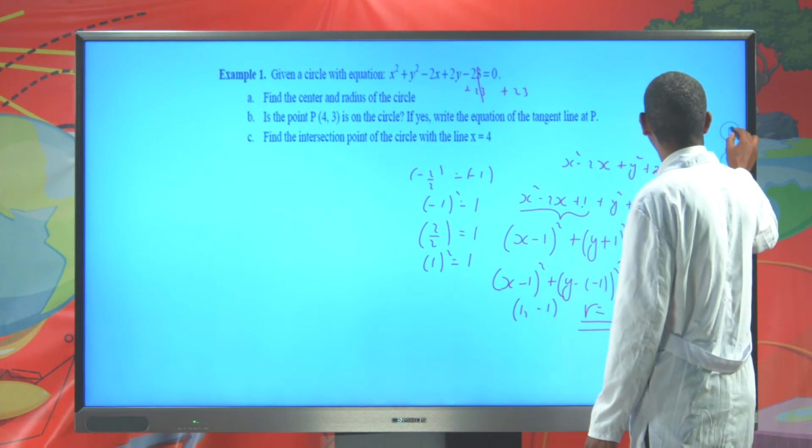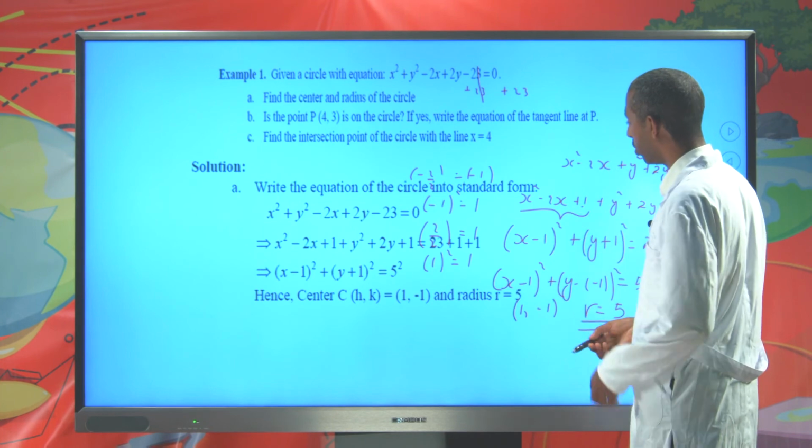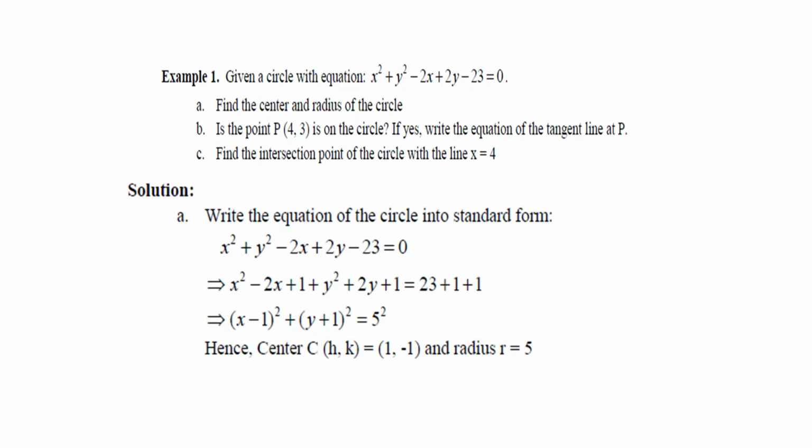Good. Let's try to see the solution for A. As we found here, the center of the circle is (1, -1), and the radius of the circle is 5. Good.